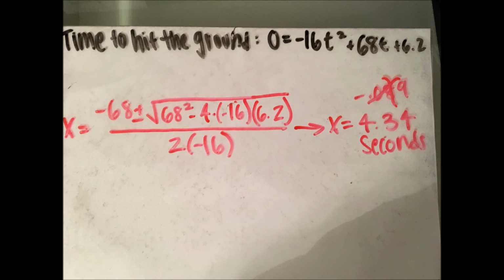The x values that I got for that were -0.089 and 4.34. Negative 0.089 seconds doesn't work in this situation because you can't have negative time. So the only answer that works is 4.34. So it took 4.34 seconds to hit the ground.